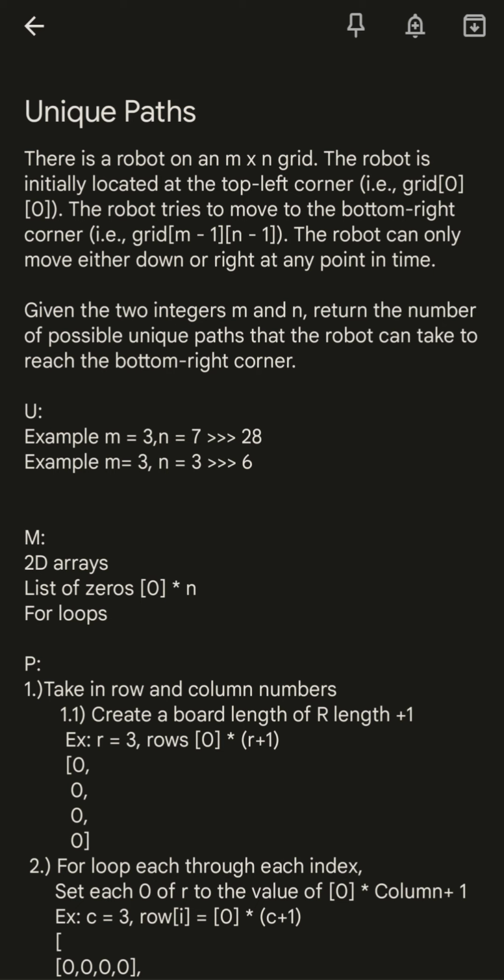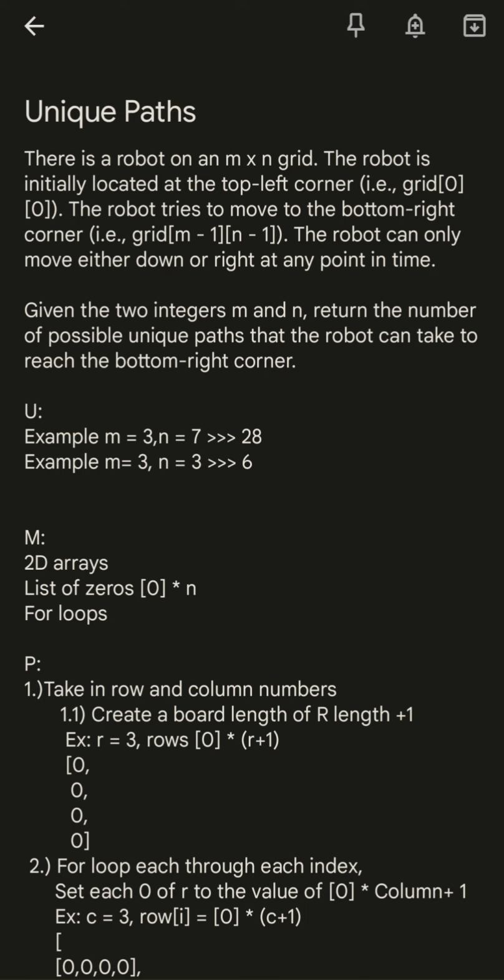The robot tries to move to the bottom right corner, grid M minus 1, N minus 1. The robot can only move either down or right at any point in time. Given the two integers M and N, return the number of possible unique paths that the robot can take to reach the bottom right corner. So this problem is asking you to take into account that it could take multiple paths. How many possible paths are there?